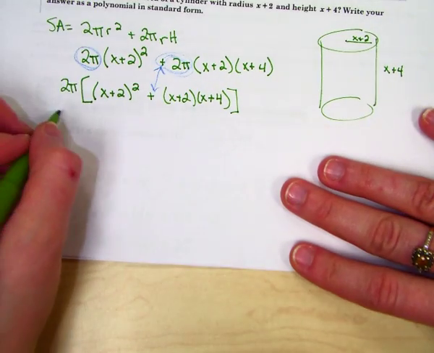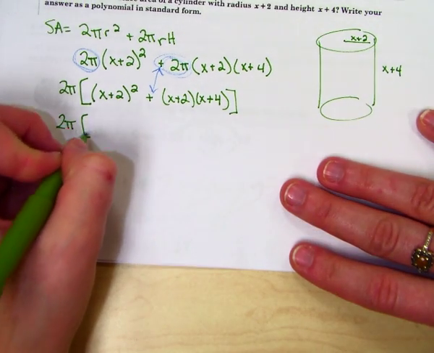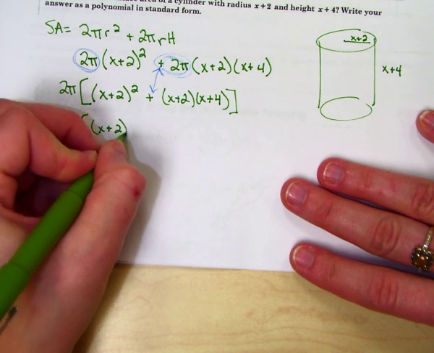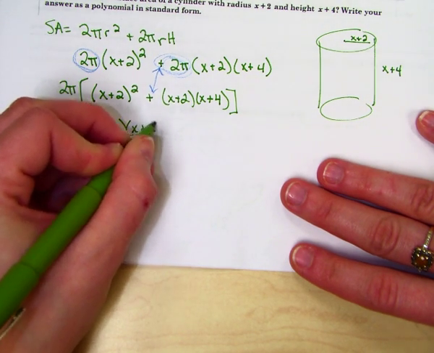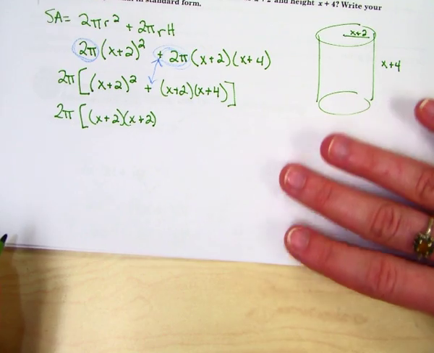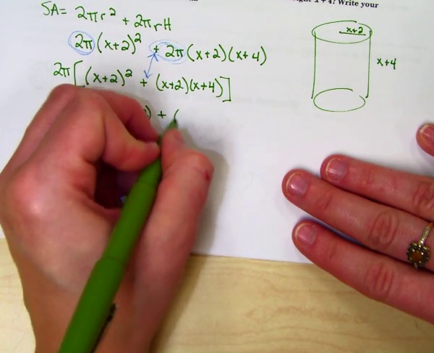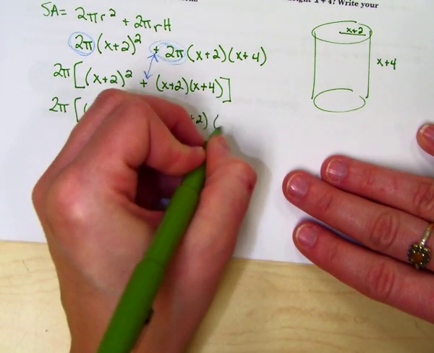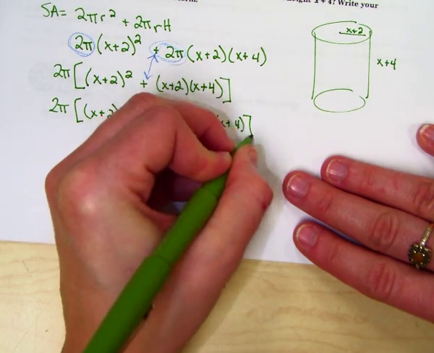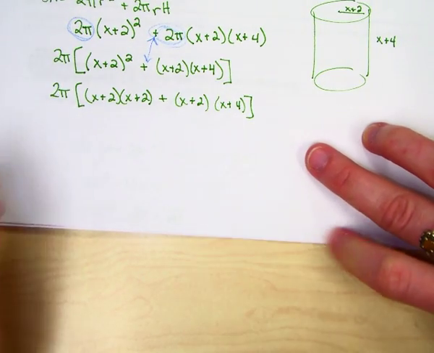All right, let's multiply. Okay, so we get x plus 2 twice. That does not become x squared plus 4. Do not make that mistake. All right, now that we have it all written out nice and ugly, let's multiply together.